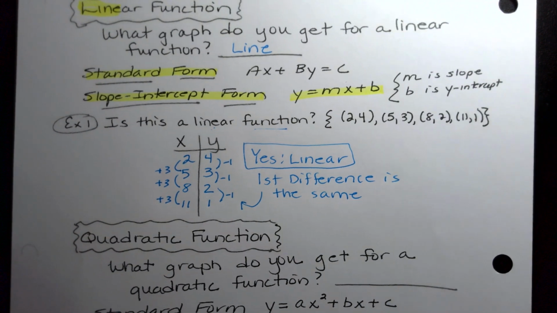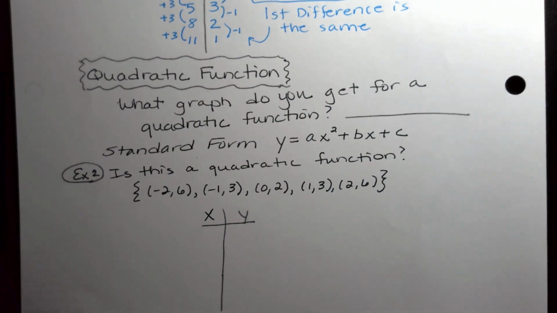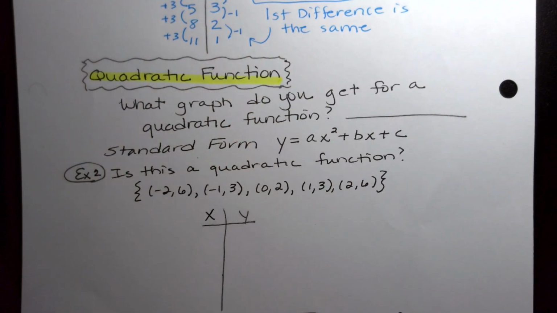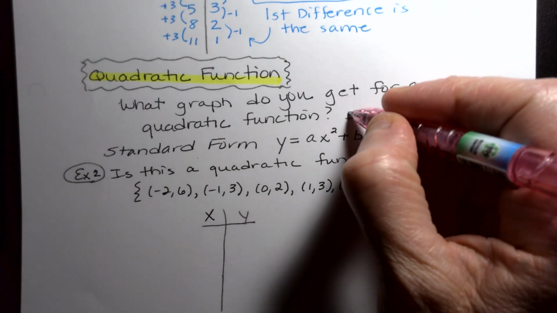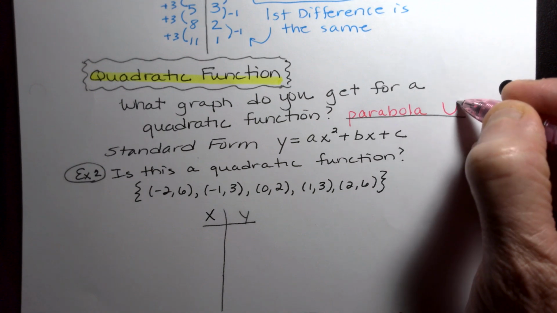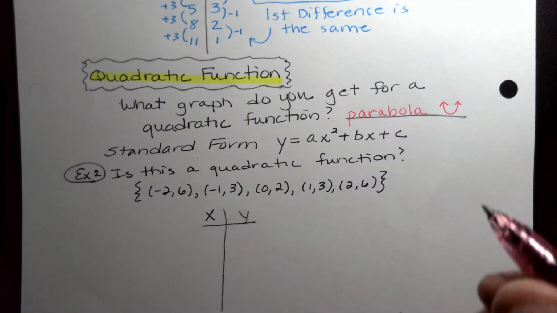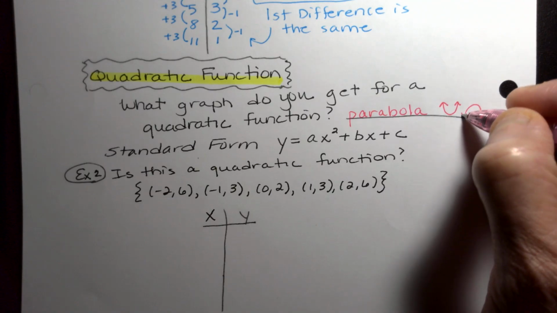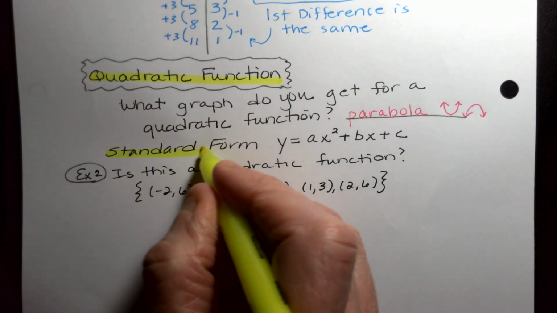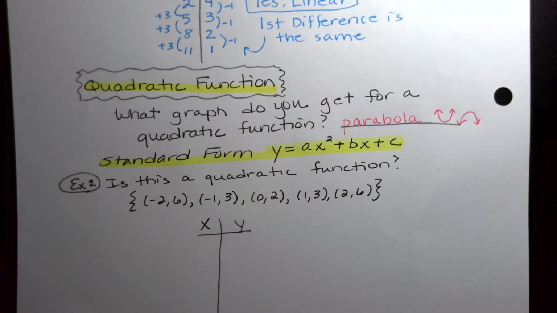Now we're switching gears. We are now moving into quadratic functions. Quadratic. So do you know what kind of graph you get for a quadratic function? Well, you get what's called a parabola. Spell it correctly. And when you graph it, it has a U shape. And it could go down too, so it can go either way. And the standard form for a quadratic is right here. So highlight that.